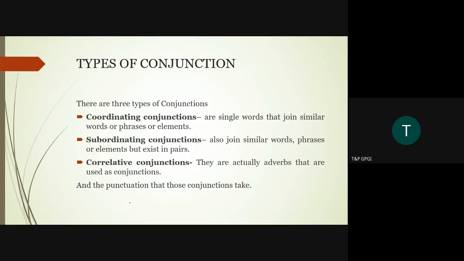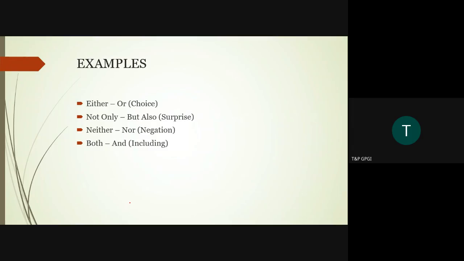These are the types of conjunction. Coordinating conjunction is a single word that joins similar words, phrases, or elements. Subordinating conjunction also joins similar words, phrases, or elements but exists in pairs. And correlative conjunctions are actually adverbs that are used as conjunctions. These are the main three types of conjunction. Correlative conjunction is the same kind of thing, you are joining statements. When I say pair, it's like putting things together. I'll give you some examples.